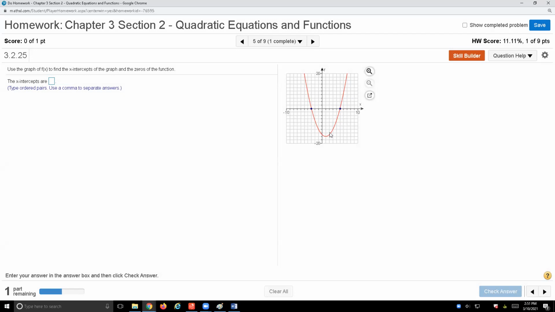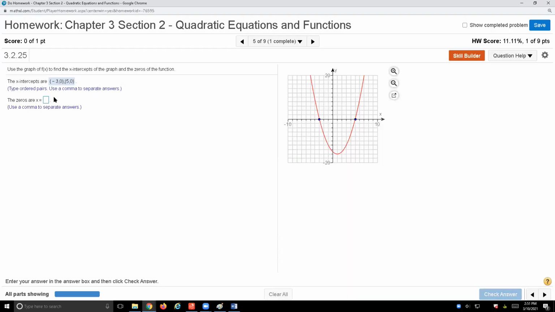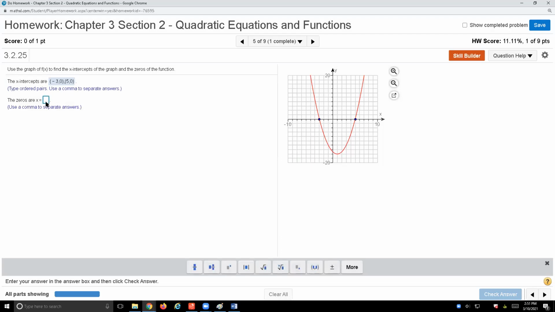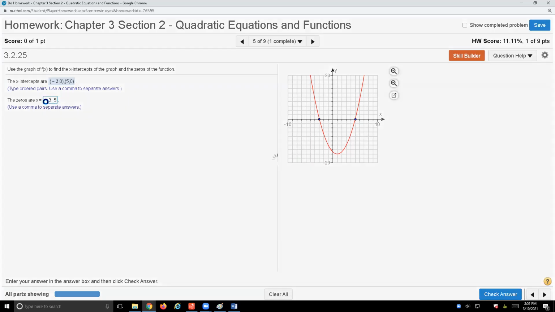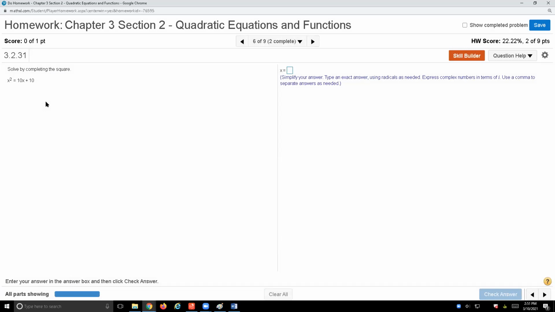So what's this one going to look like? What are my x-intercepts? -3, 0, open parenthesis, 5, 0, close parenthesis. And the zeros? -3, 5. Yeah, so that's the difference between the two.